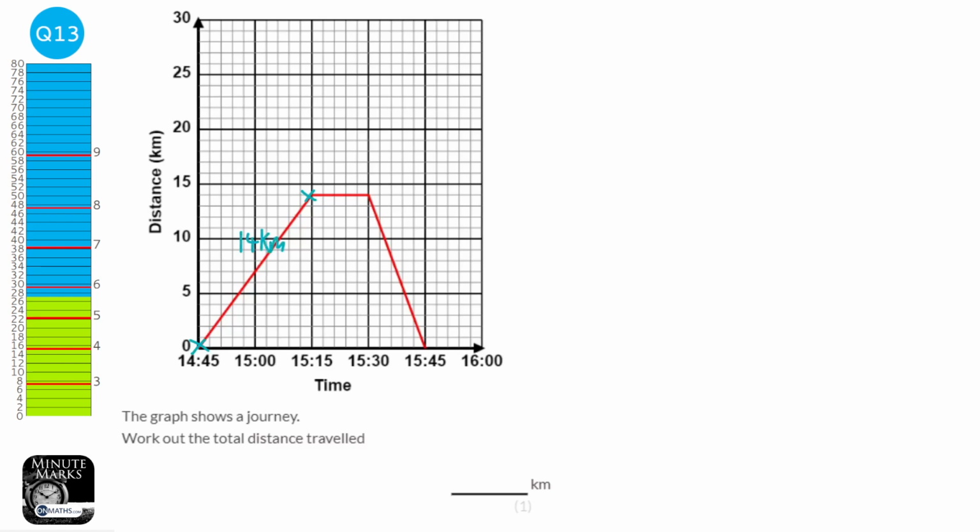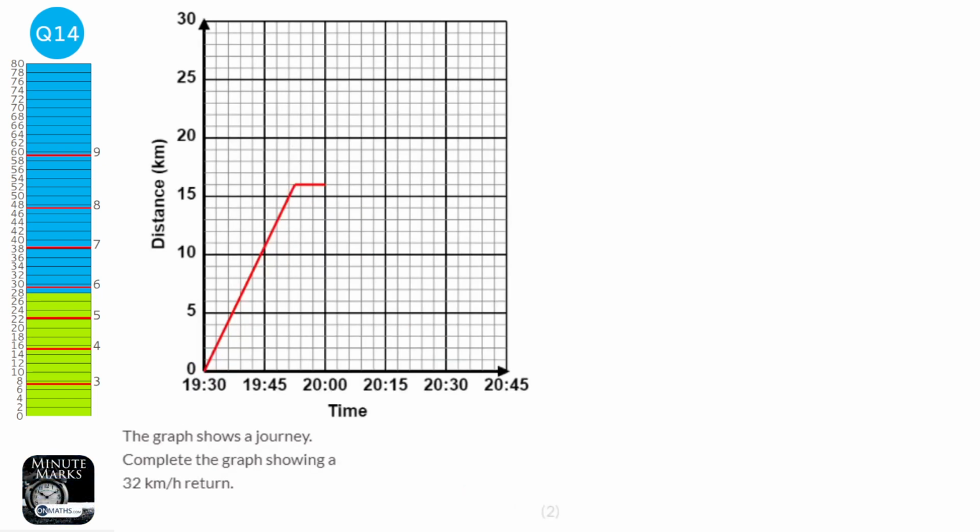A horizontal line on a distance-time graph is essentially stopped. But then here we start up again to go home. And so that's another 14 kilometres travelled. So in total there has been 28 kilometres travelled.